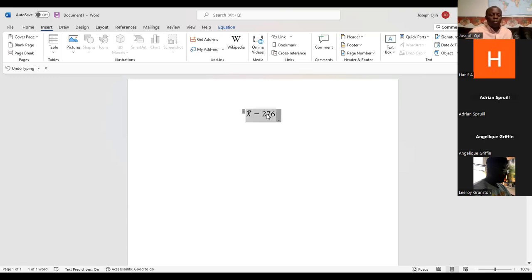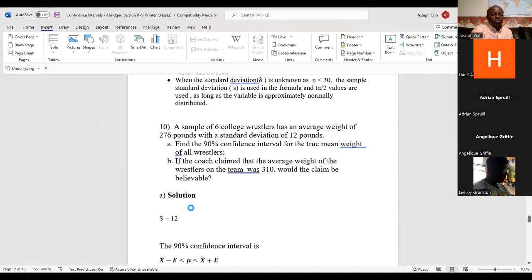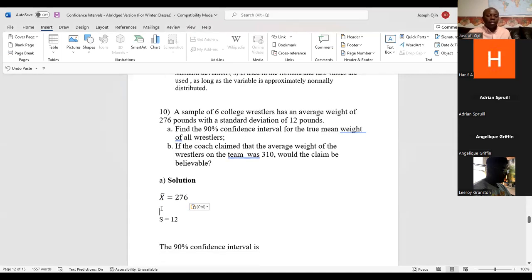So I'll copy it now and take it to the main workbook. We can put it there. 276 pounds. Okay, good. And the standard deviation, because we do not have the standard deviation for the population, what we have here is the standard deviation for these 6 wrestlers. So we use S for the sample standard deviation, 12 pounds, instead of using delta for the population standard deviation. So for these 6 wrestlers, the mean weight is 276 pounds and the standard deviation is 12 pounds.